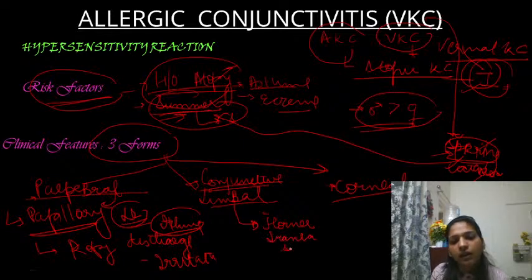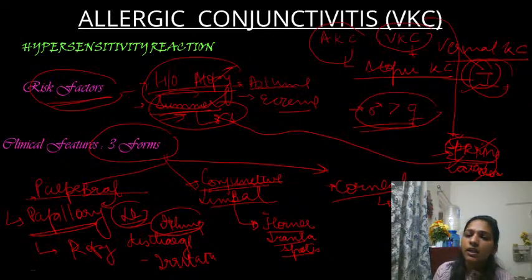These are Horner-Trantas spots. And in the cornea, a patient can have a shield ulcer. Now, how does this shield ulcer form?